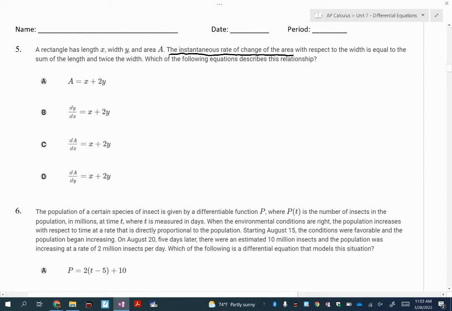When I'm looking at this, I'm thinking about doing dA, because that's saying instantaneous rate of change of the area. But I need to find it with respect to the width, and the letter for width is y, so I put dA over dy. So I'm crossing out all of these so far. You notice I actually have my answer already, but let's finish it. It's equal to the sum of the length, so the x, and twice the width, so plus 2 times y. So that's why answer choice D is correct for number 5.